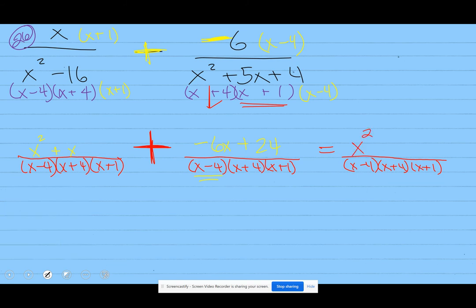It's the only term there. And then I have a plus x minus 6x, which is a minus 5x. And then I have a plus 24. Now this does factor, but actually it doesn't factor. So we're going to leave it like that.